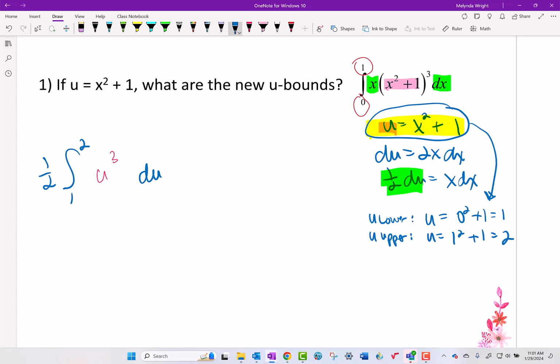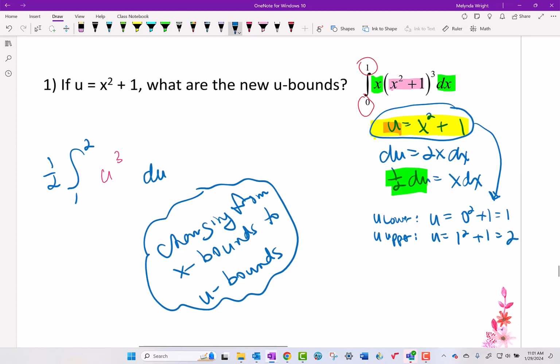I want to pause here for a second. Is everybody okay with changing the bounds? We're switching from x bounds to U bounds. We should write that down. We are changing from x bounds to U bounds. That's our whole purpose right here.